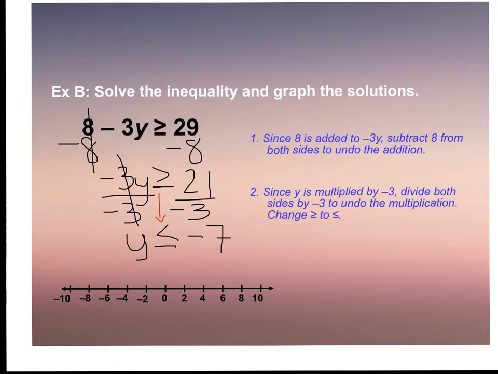And now that my inequality is solved for, my variable is isolated, I can go ahead and graph the solution. So I'm going to go to -7, which is in between -8 and -6 right here. And I'm going to do a closed circle. And since I want all values that are less than -7, that's going to be to the left of the graph. It's going this way.